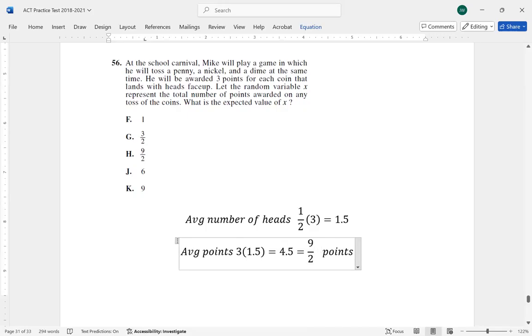So the expected value of x, which is the average number of points, remember x stood for number of points earned on any toss of the 3 coins. So the expected value of x is 9/2 or 4.5. And that is the same thing as the average number of points. So 9/2, H, is the answer to question 56.